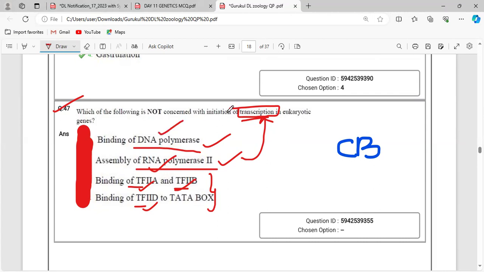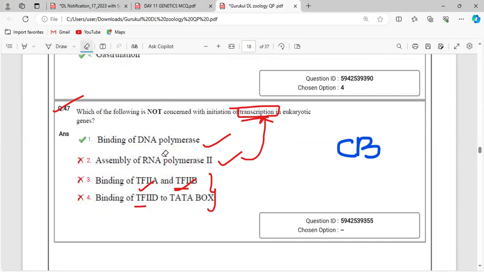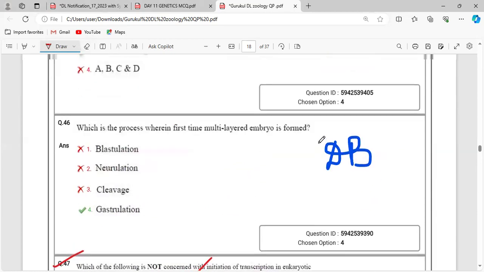And this DNA polymerase is somewhat related to the DNA replication. So obviously, this DNA polymerase binding is not concerned with the process of transcription. Okay.